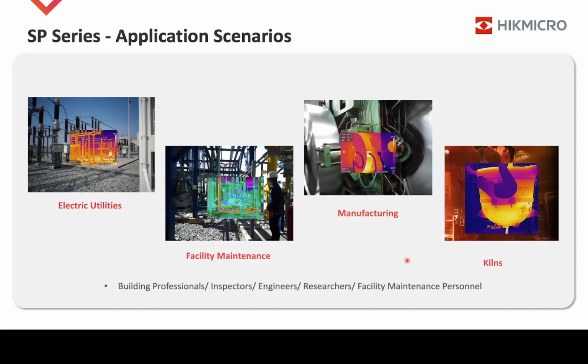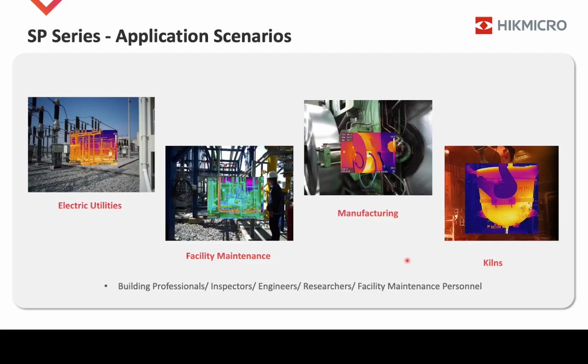Some application areas on the left hand side there, you see a typical what we call picture-in-picture, and there the person is zooming in on a substation, and the center there, which I'm going to show you on the Pocket 2, has the thermal image that shows you what is happening as far as that distribution system is concerned.